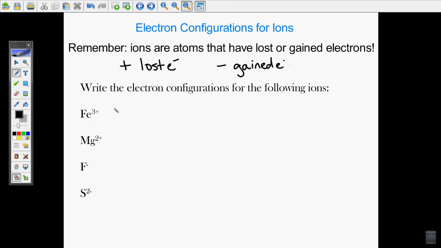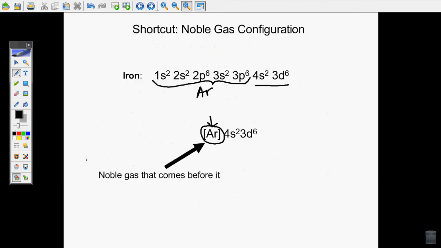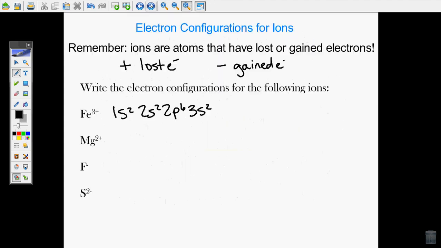So I'm going to write iron, 1s2, 2s2, 2p6, 3s2. I have to go back and look at my periodic table. 3s2, okay, 3p6, 4s2, 3d6. Okay, this is a neutral atom, but here this is 3+, so that means I've lost 3 electrons. So this will be 3d3.